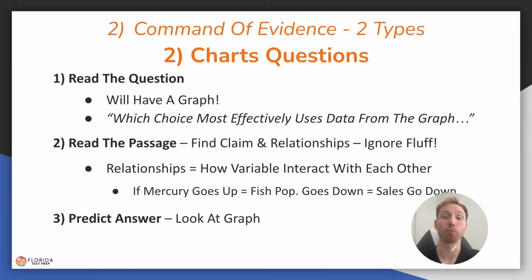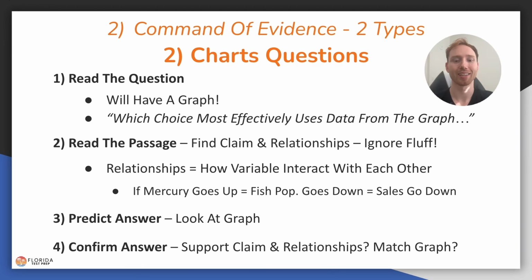Because the next step is to predict your answer. You want to go ahead and look at the graph and find information from the graph that supports your relationships and your claims. Then you want to confirm your answer. So the correct answer for graph questions will support the claim and the relationship, but it will also match the data in the graph. What can happen is that they give you information that supports the claim and the relationships, but it doesn't match the graph. So you have to make sure it does both. But that's how you solve charts questions.